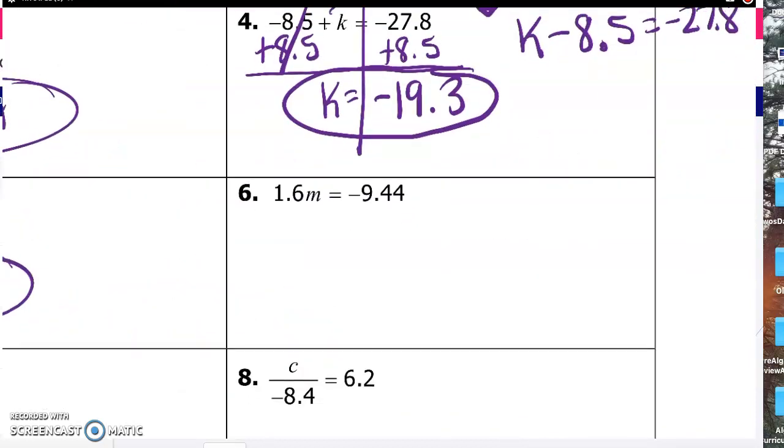Number 6, 1.6 m, so 1.6 times m. So to get rid of multiplication, we divide by 1.6. M equals negative 9.44 divided by 1.6 gives us negative 5.9.